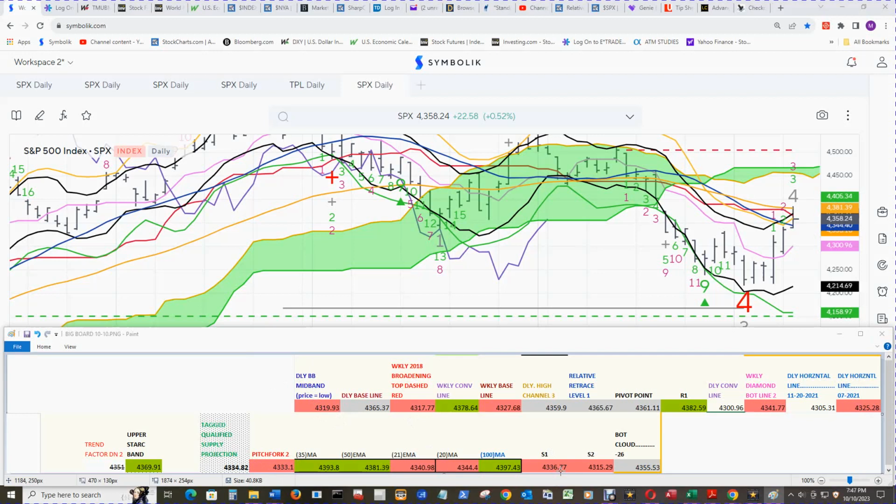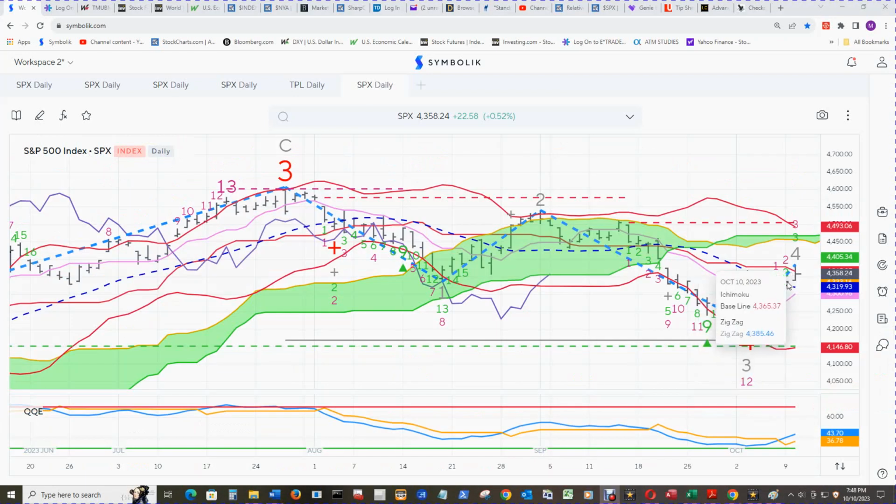S1 43.36.77, and S2 43.15.29. And then to the upside is R1 43.82.59, the weekly conversion line 43.78, and the upper Stark band is a gray area 43.70, 35 simple moving average 43.93.80, and the 100-day simple moving average 43.97.43.